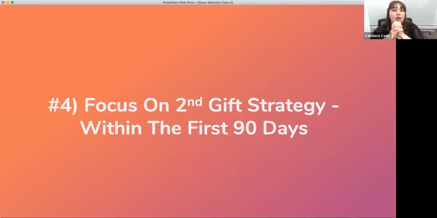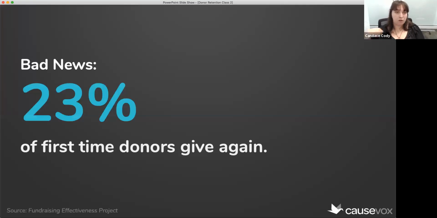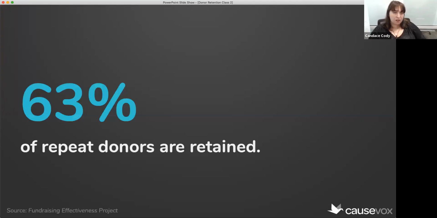So that leads us to number 4. So focusing on a second gift strategy within the first 90 days. So we went over this a bit last time, that 23% of first-time donors give again. That's according to the Fundraising Effectiveness Project. However, 63% of repeat donors are retained.